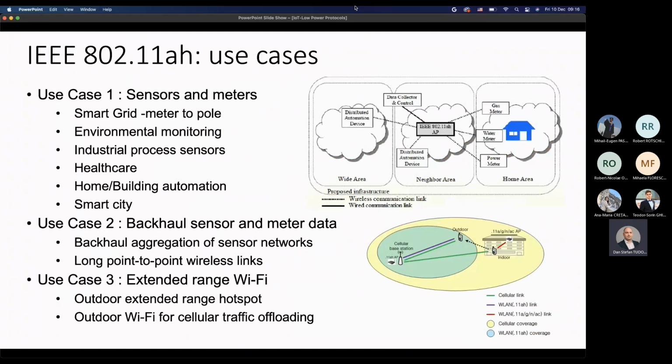So you have different use cases for 802.11ah or HaLow. You have sensors and meters, for example, which are connected to or in the vicinity of a home. You can have sensor and meter data in backhaul aggregation, and also an extension of the range of your Wi-Fi for outdoor applications, for cellular traffic offloading and so on. You have a big enough data rate in this frequency spectrum to actually send real-time voice over the network.